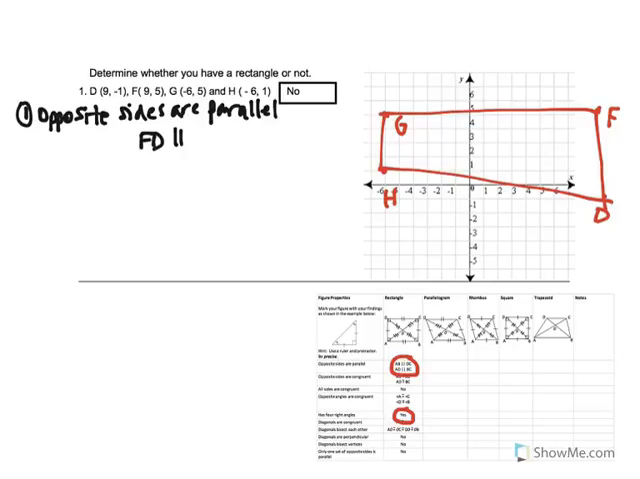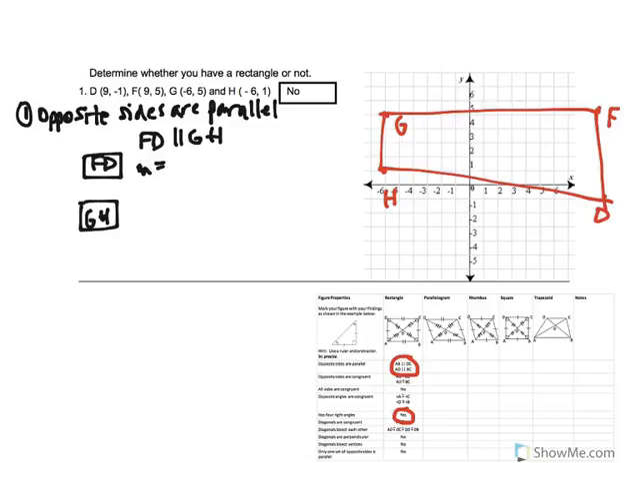So we want to first prove that FD is parallel to GH. So we will find the slope of line FD, and then we will find the slope of line GH. So I'm not going to go through the whole steps of putting down the formula and naming x1, y1, x2, y2, because at this stage in the game, you should already be able to do that on your own. So I'm just going to solve because I don't have much space.